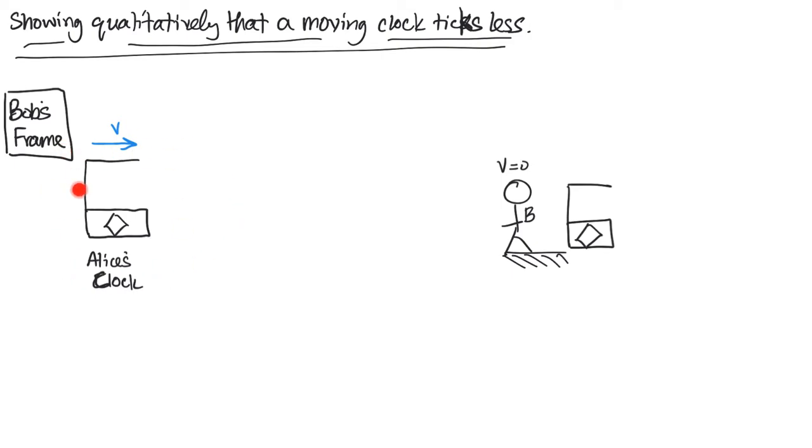I'm just going to draw her clock and indicate that it's moving with a blue arrow. Over here we have Bob, who's at rest in Bob's frame. Bob has his own clock, and his own clock is at rest in his frame. So remember that for Bob, his photon on his clock goes straight up, reflects, and comes straight down. So it's an up-down motion. But what about for Alice's clock?